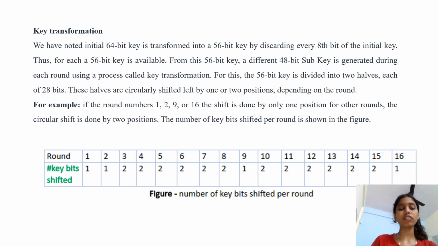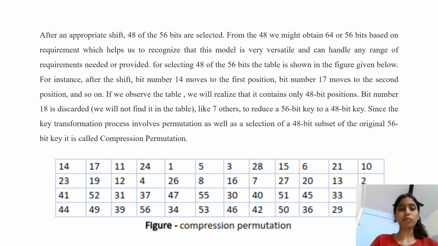For example, in round numbers 1, 2, 9 and 16, the shift is done only by one position. In the other rounds, the circular shift is done by 2 positions. The number of key bits shifted per round is shown in the figure. After an appropriate shift, 48 of the 56 bits are selected.